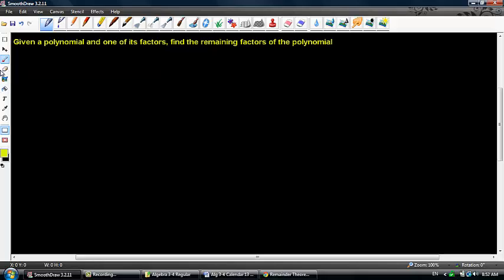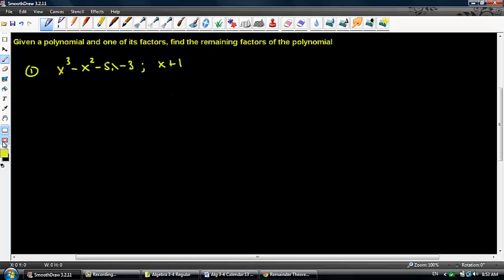Okay, let's get into the meat of the lesson, which is given a polynomial and one of its factors, find the remaining factors of the polynomial. So let's go ahead and write a problem out here. X to the third minus x squared minus 5x minus 3, semicolon, x plus 1.